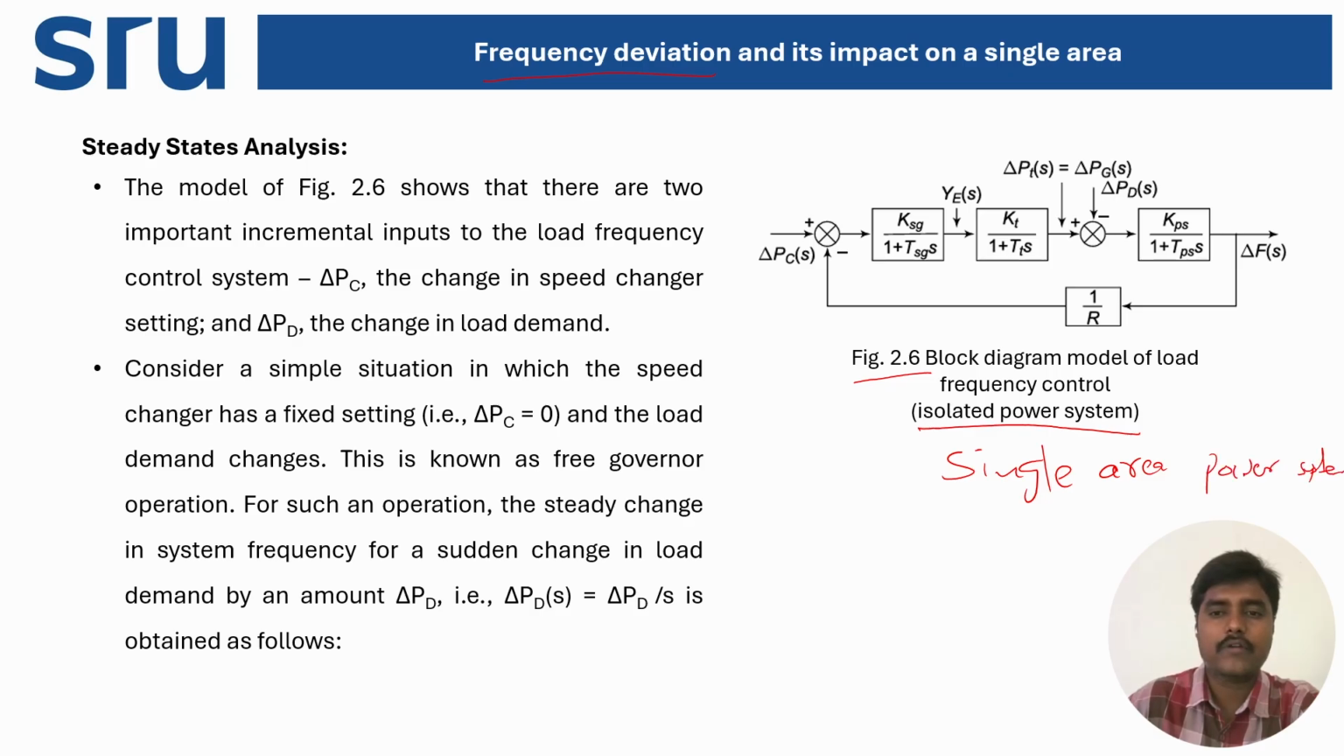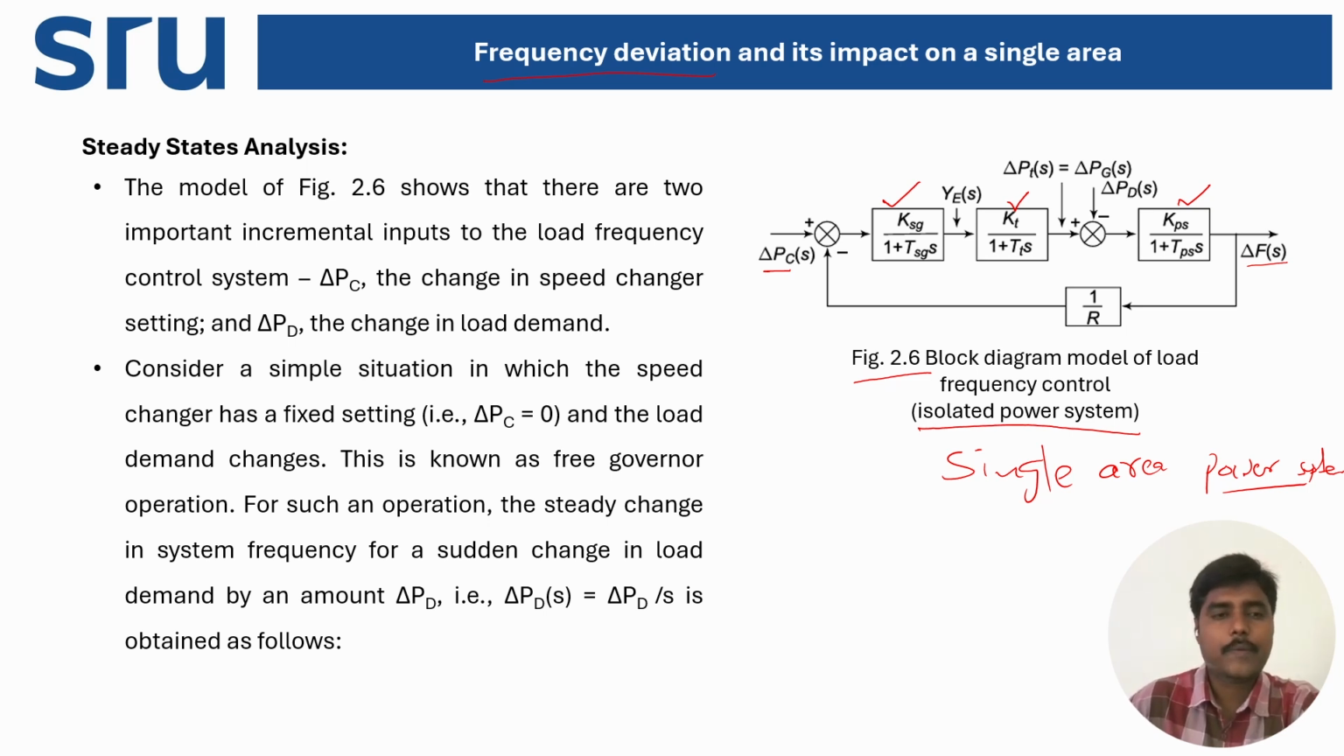Here, the first block represents the transfer function of a speed governor, and the second block, Kt by 1 plus Tt into S, represents the transfer function of a turbine model. Then Kps by 1 plus Tps into S represents the transfer function of the generator and load model. Delta Pc of S represents the command change in power, and delta F of S represents the steady state frequency deviation in the frequency domain. And R represents the speed regulation of the turbine.